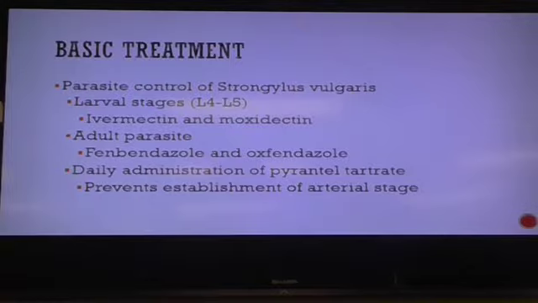Basic treatment. So parasite control, obviously for Strongylus vulgaris. For the larval stages, you're using ivermectin and amoxicillin. For the adult parasites, you're going to need a stronger anthelmintic, so fenbendazole or oxibendazole. In terms of daily administration, pyrantel tartrate prevents the establishment of the arterial stage, and you can also use ivermectin on a day-to-day basis as a daily preventative.